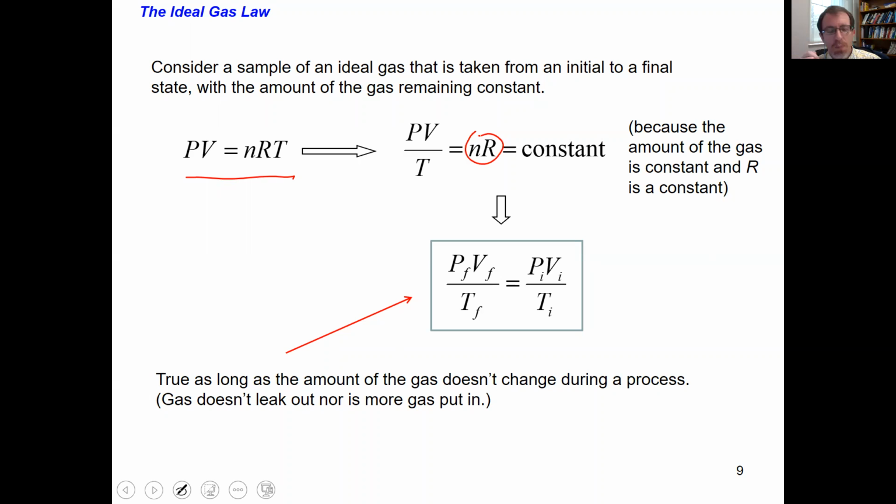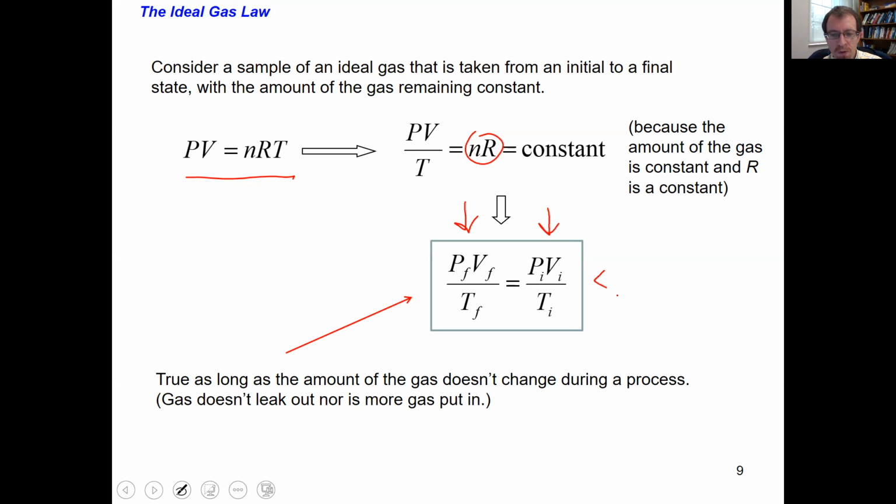So it doesn't matter how I change the pressure, the volume, the temperature. When I multiply P times V and divide by T, it always has to give me that number, that constant. That is what nR is equal to. So because PV divided by T has always got to give me the same value, if I start out with some initial pressure, initial volume, and initial temperature, and I figure out what that number is, then my final pressure times my final volume divided by my final temperature has got to be the exact same thing.